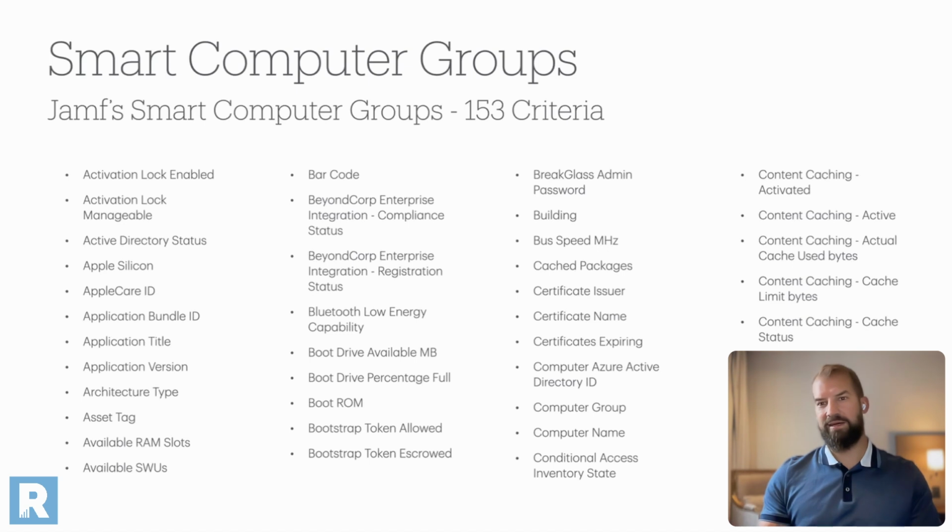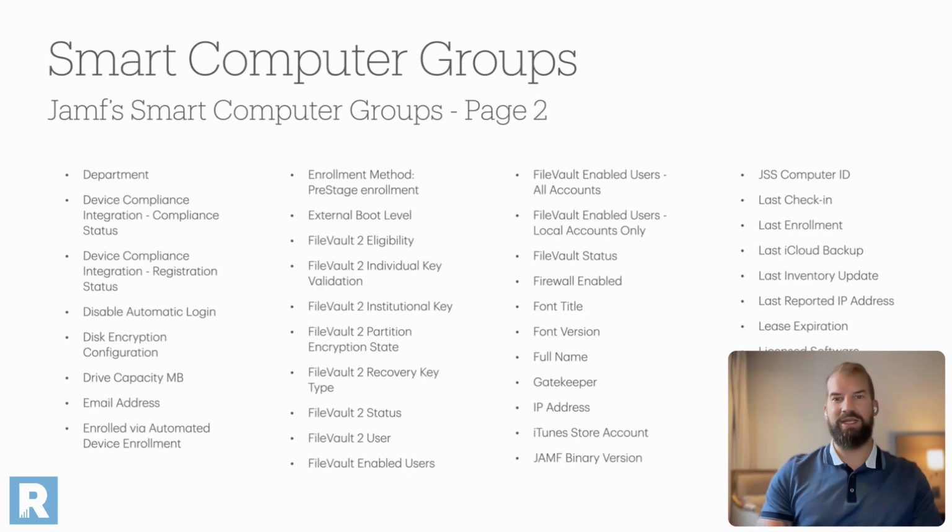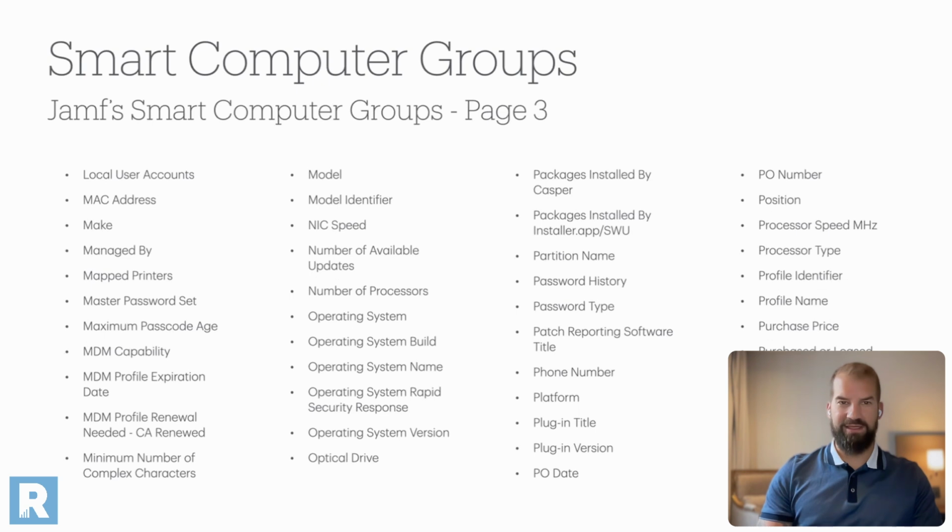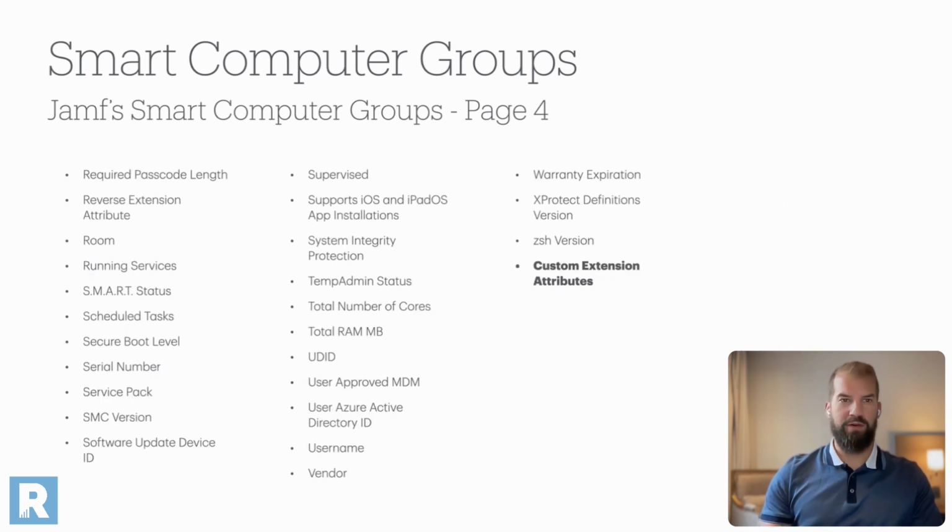Just to give you an idea of what 153 look like, I'm again going to bring you through every single criteria you can use for smart computer groups. And I wanted to bold one at the end that's super important that Intune doesn't support, and that is custom extension attributes. So with custom extension attributes, I can create a script or deploy anything else that can basically get me any information from the computer, and that can be used in a smart computer group, which is a super powerful thing that we use in a lot of different ways to create quick fixes for all kinds of stuff.